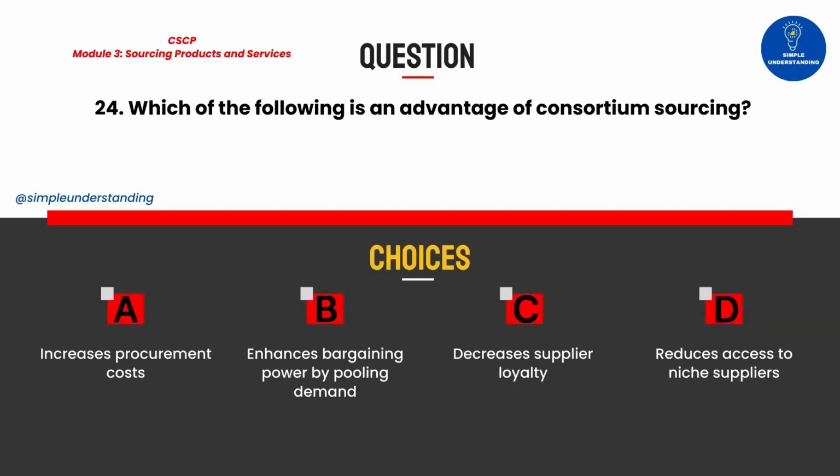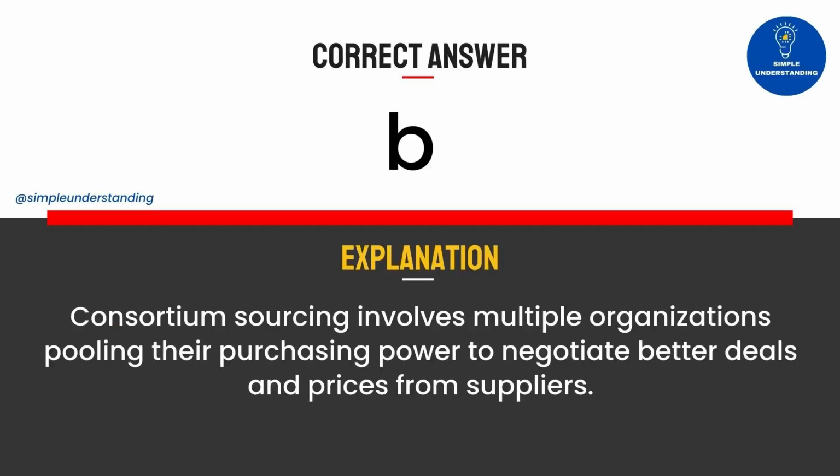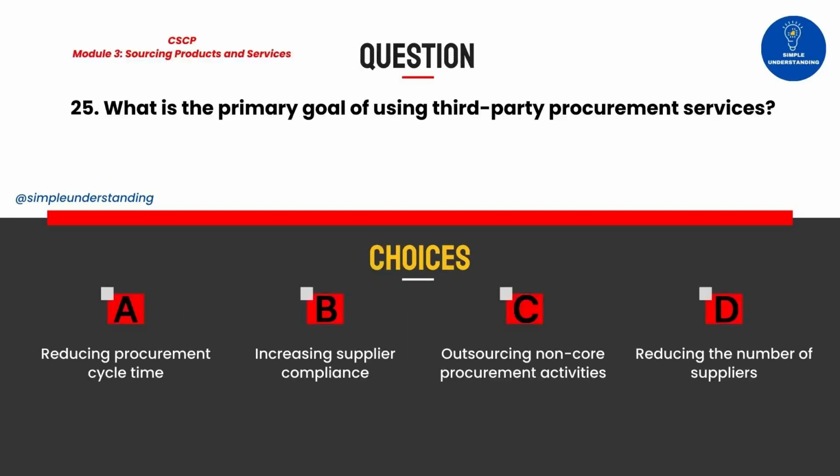24. Which of the following is an advantage of consortium sourcing? A. Increases procurement costs. B. Enhances bargaining power by pooling demand. C. Decreases supplier loyalty. D. Reduces access to niche suppliers. Correct answer B. Explanation. Consortium sourcing involves multiple organizations pooling their purchasing power to negotiate better deals and prices from suppliers.